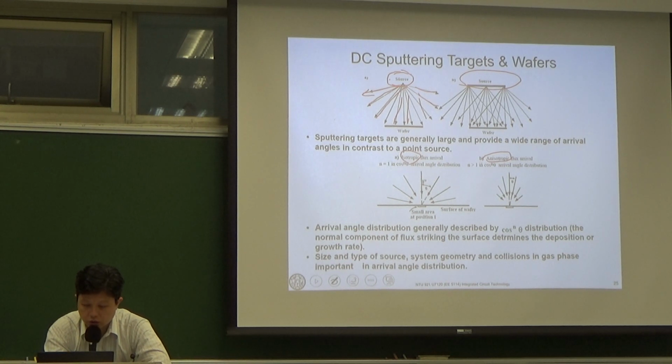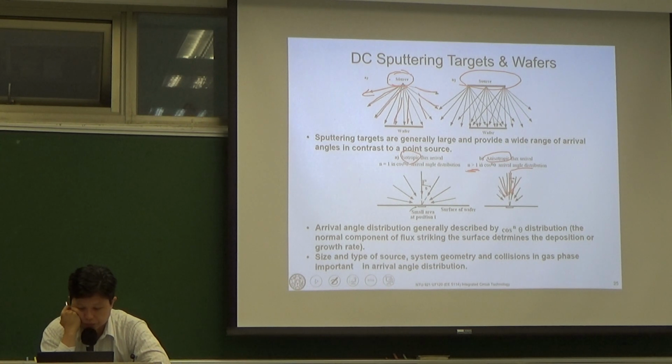Like this one is isotropic flux arrival, and this one is anisotropic. Usually you have more cosine theta dependence, then there's more focus on these arriving angles. So this arrival angle distribution is generally described by these cosine theta terms.